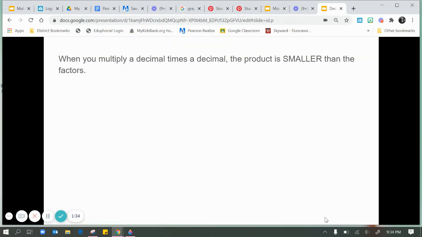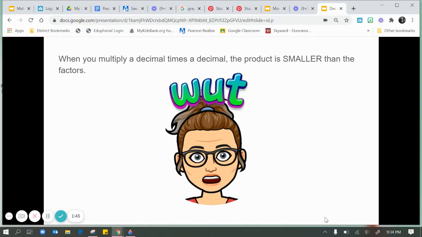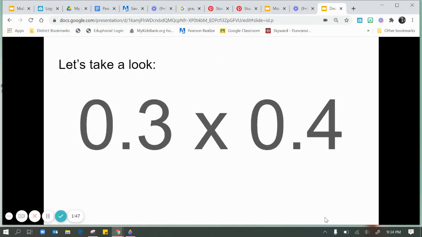But when you multiply a decimal times a decimal, the product is smaller than the factors. What? Let's take a look. 3/10 times 4/10.